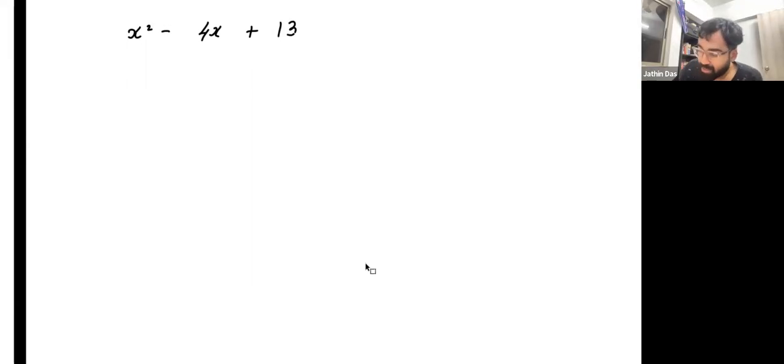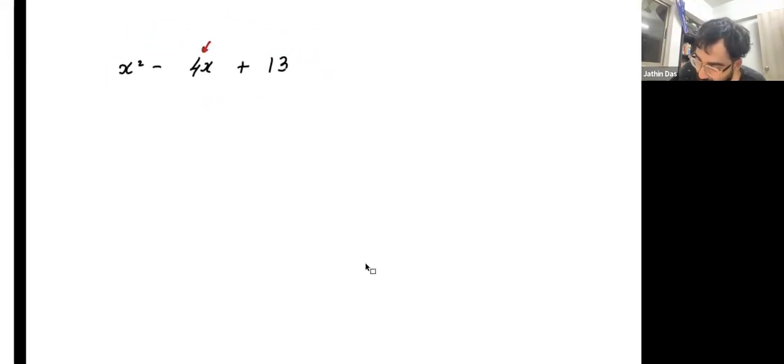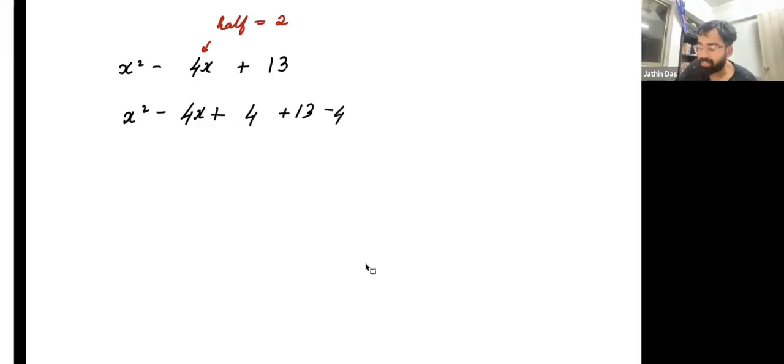So what I'll do is I'll take half of the middle term. Half of the middle term is what? 2. And I will add that square and subtract that square. So x square minus 4x, plus 2 squared which is 4, plus 13 and minus 4. I've added and subtracted. Now this becomes a perfect square: x minus 2 whole square plus 9.